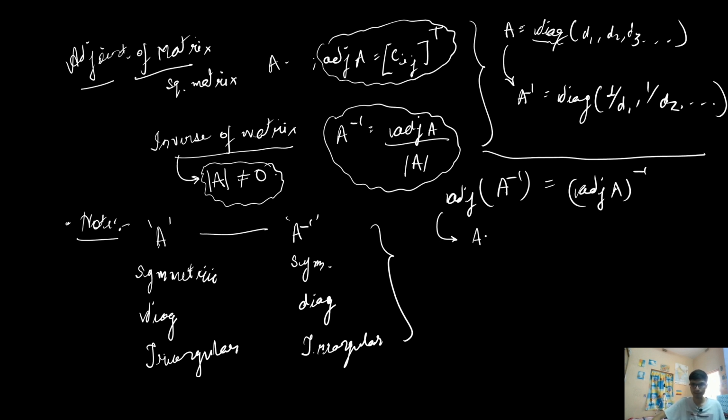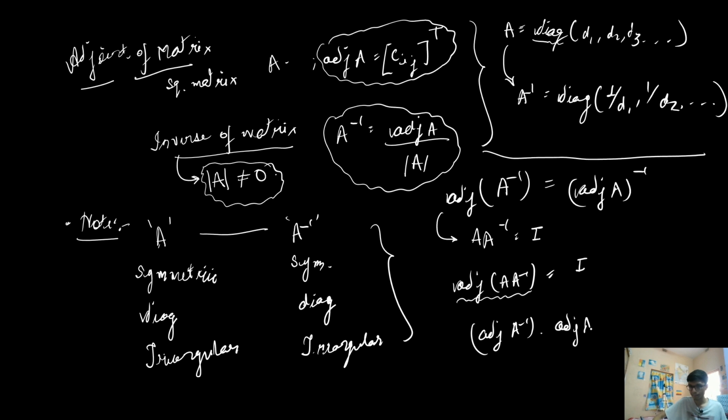Now we can say one thing: if we multiply A into A inverse, then we get an identity matrix. Similar to this, if I take adjoint of both sides, what will I be left with? A into A inverse is equal to the identity matrix. Adjoint of the identity matrix is basically the identity matrix, and adjoint of a product is opened like this, that is adjoint of A inverse into adjoint of A.